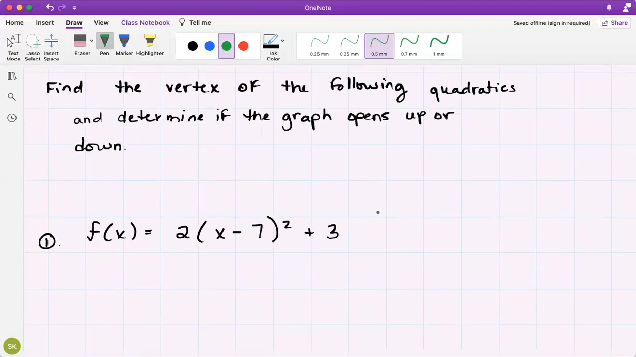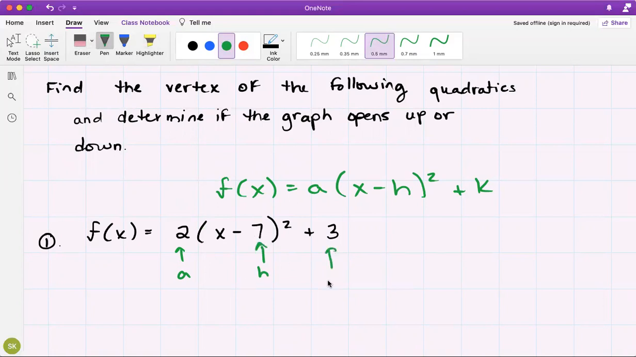Let's find the vertex of the following quadratics and determine if the graph opens up or down. So here's our first problem. f of x is 2 times x minus 7 squared plus 3. Again, I mentioned that you can FOIL this out, but you don't have to. It's really easy when a function's in this kind of form, f of x is equal to a number times x minus a number squared plus a number on the outside. You can see that this is our a, this is our h, and this is our k in this form.